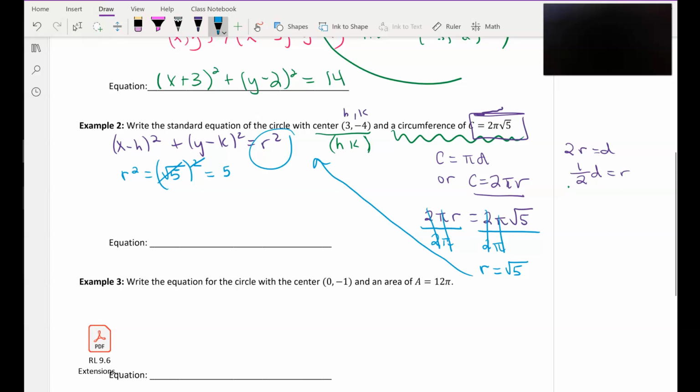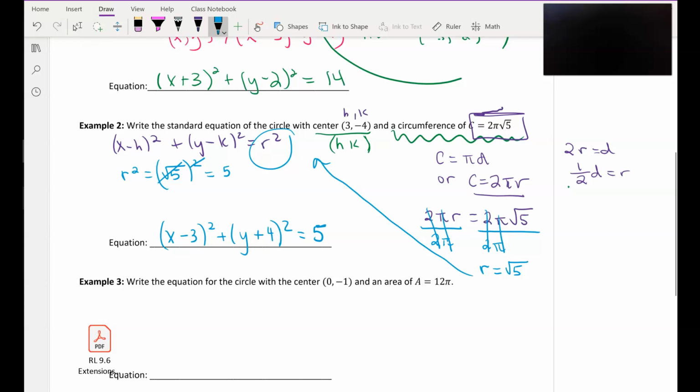So to write the equation, we've already got our center. So x minus h, so x minus 3 squared, plus y minus k. And instead of writing y minus -4, I'm going to just write y plus 4. And then that equals r squared, which we said is 5.